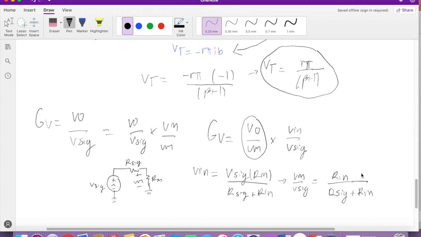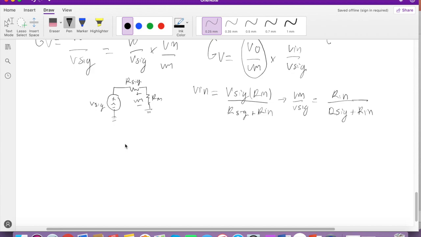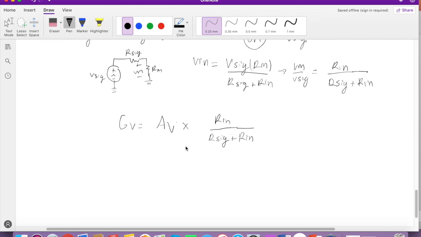So now we can see that our overall voltage gain will be the voltage gain we found from earlier multiplied by R in over R sig plus R in. And these are all things that we have: R sig will be given, R in we computed a couple minutes ago, and AV we computed at the beginning of the video. So this will be your overall voltage gain.